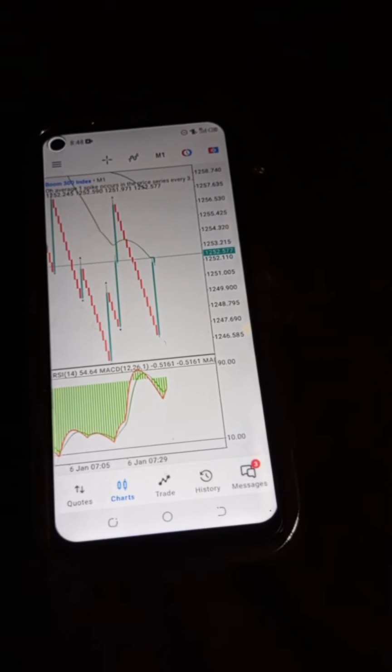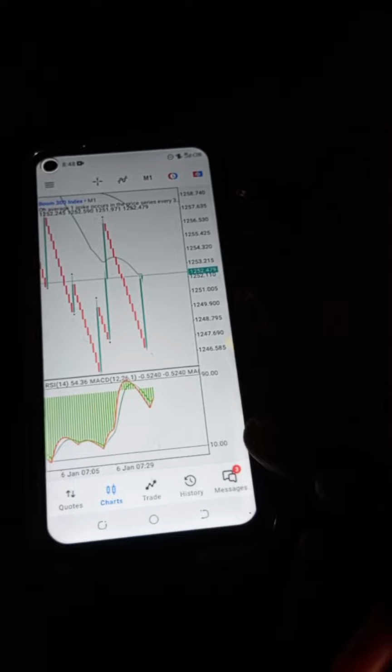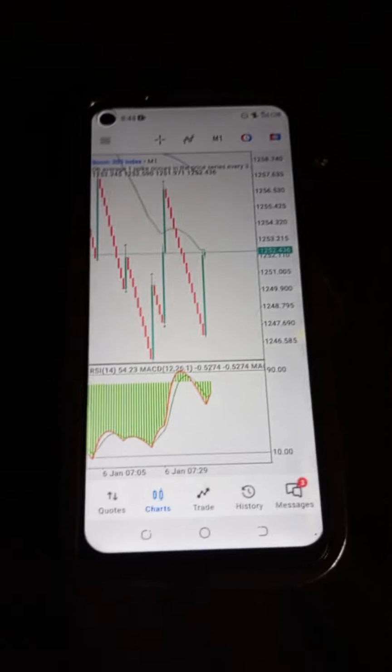Can you see? I take my 5 candlestick. I leave the market in peace. In peace, guys. So guys, I can say let's end this for here today.